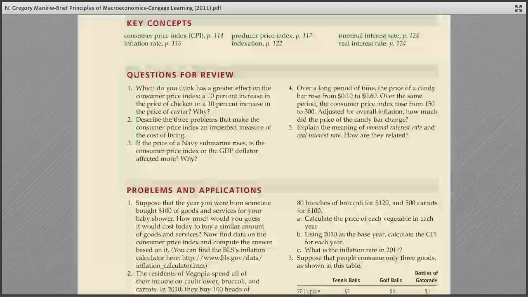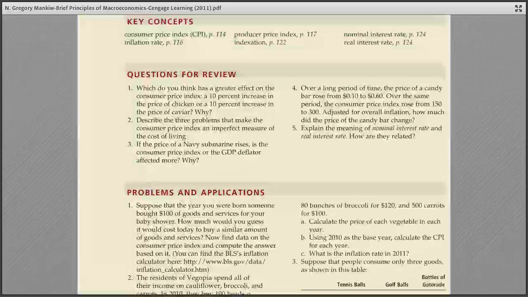Let's draw something here. So over the period of time, the price of the candy bar rose from 0.10 to 0.60, and over the same period the consumer price index, CPI, rose from 150 to 300.